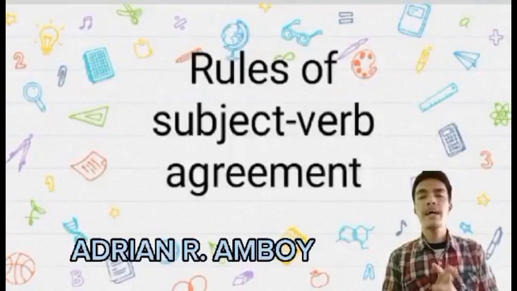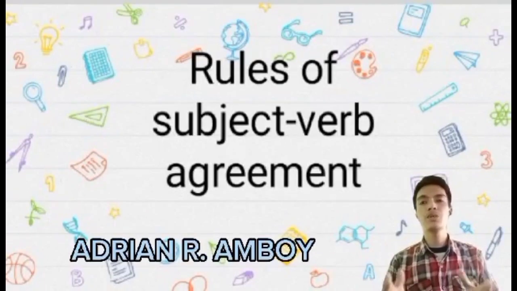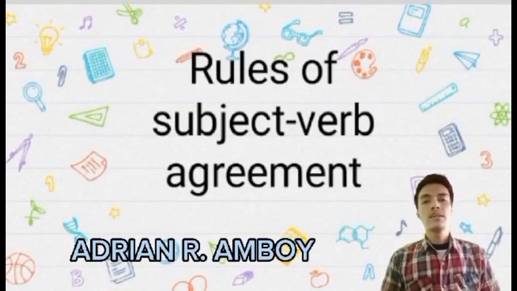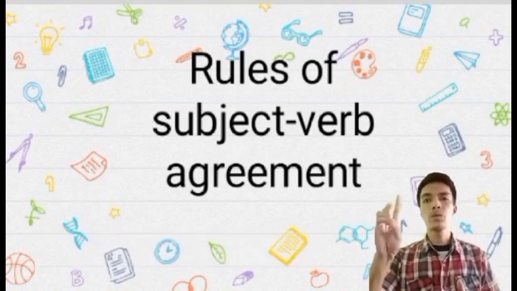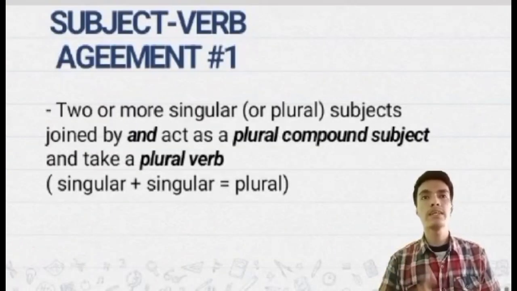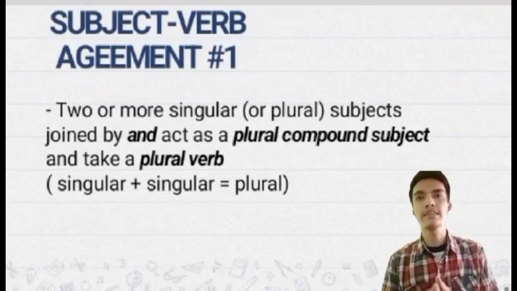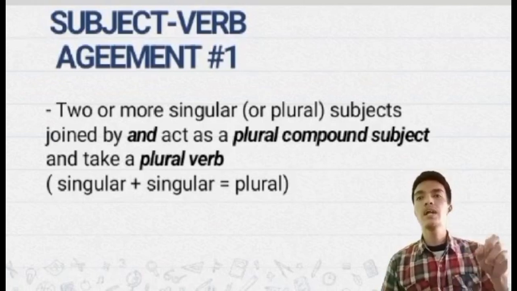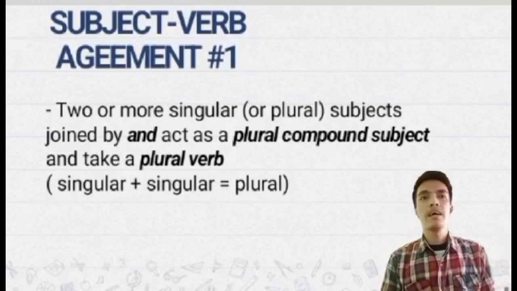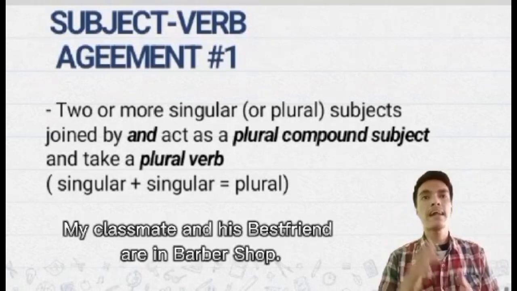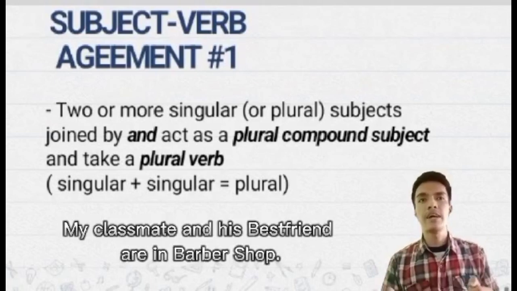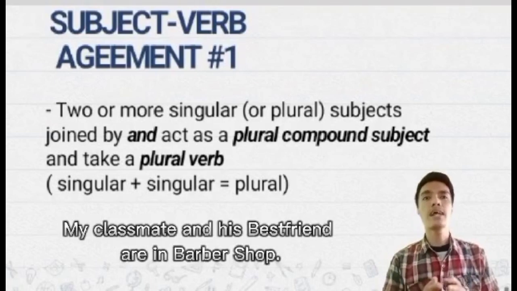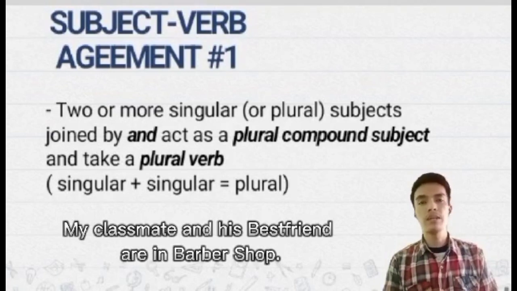Good day everyone, I am Adrian Amboy and in today's video I'm going to discuss subject-verb agreement rules number 1 to 3. Rule number 1: two or more singular or plural subjects joined by and form a plural compound subject and take a plural verb. The condition is singular plus singular equals plural. And here is the example. My classmate and his best friend are in the barbershop.